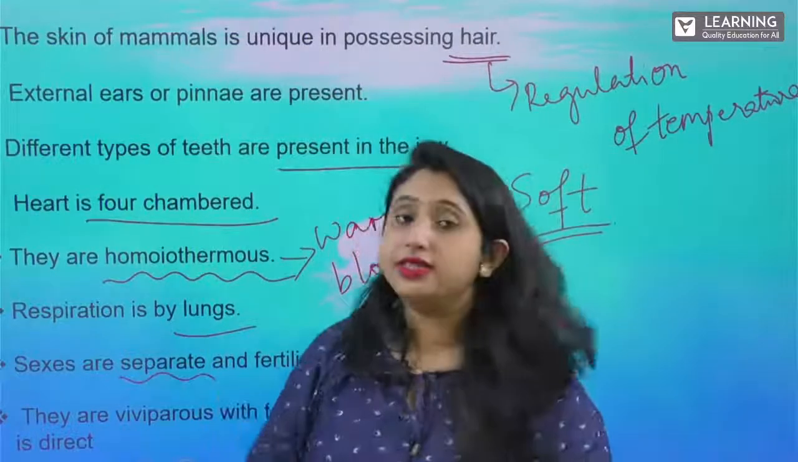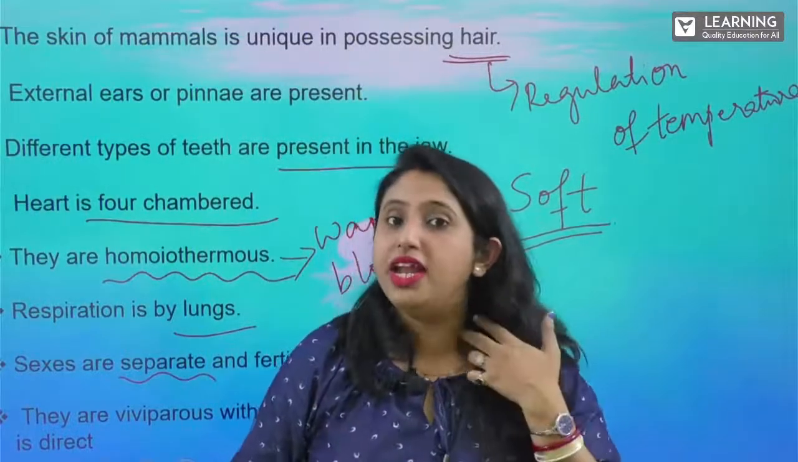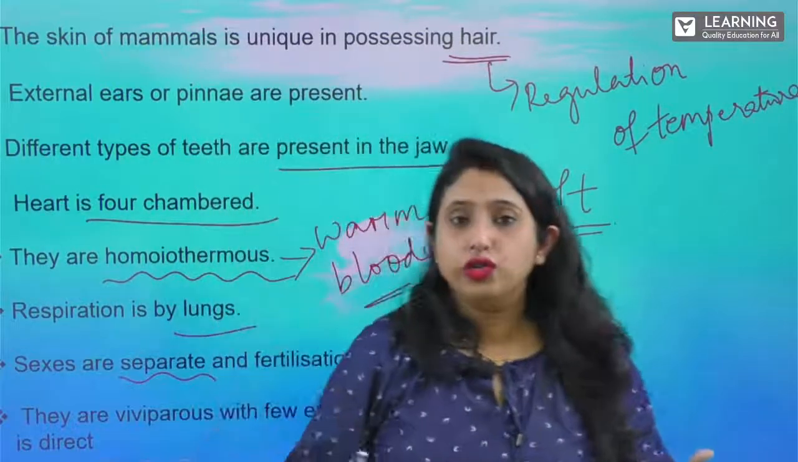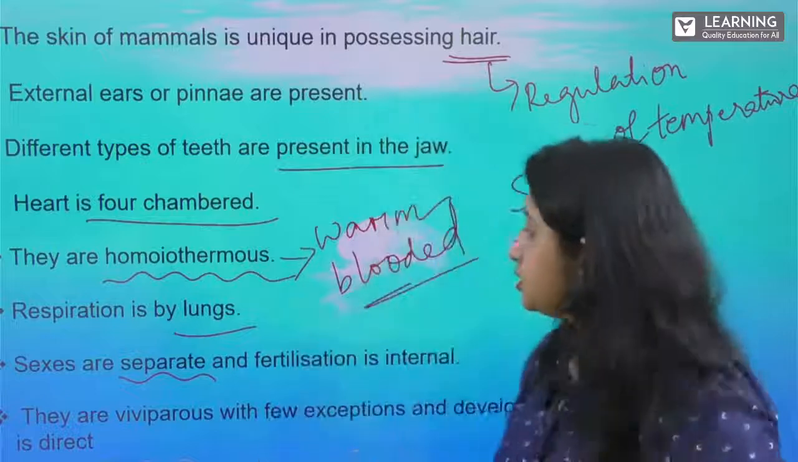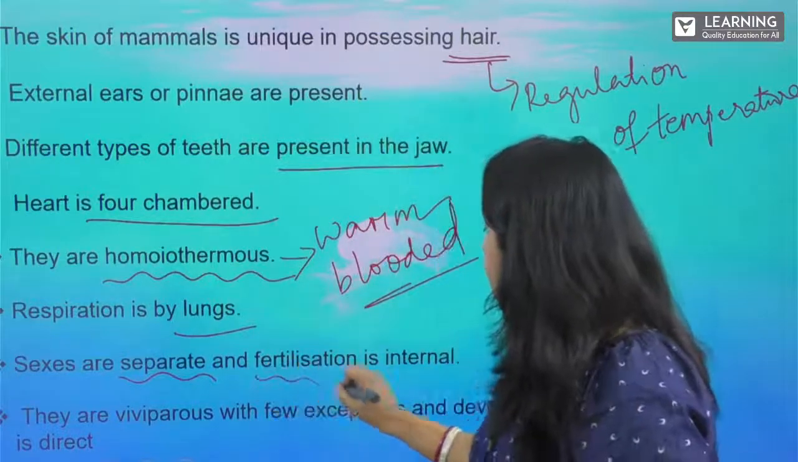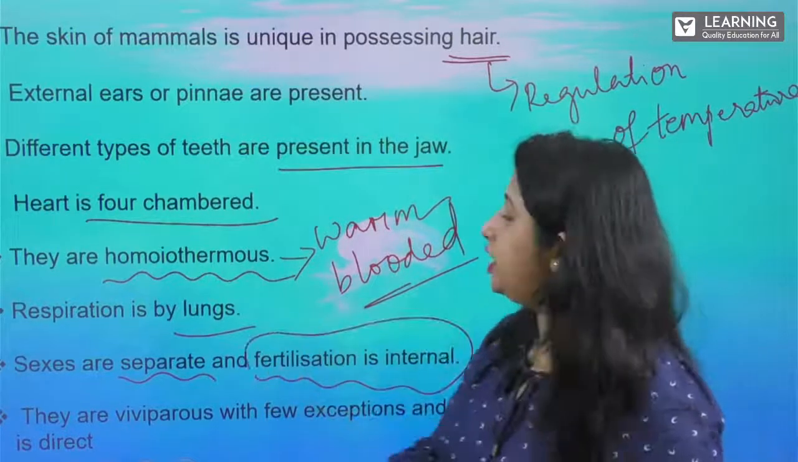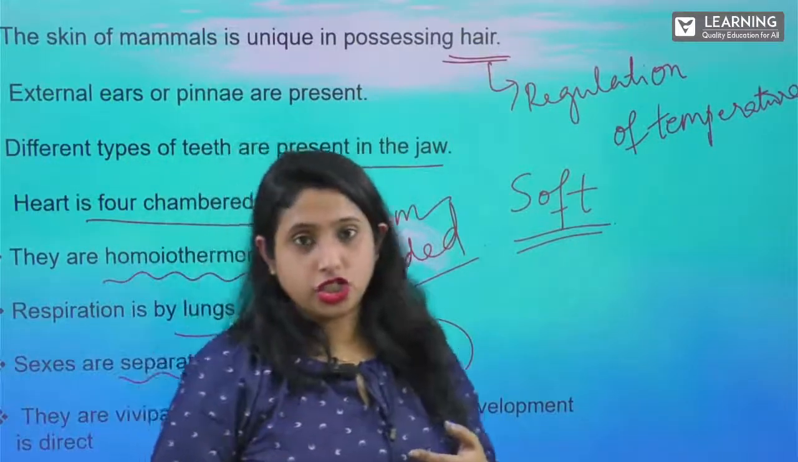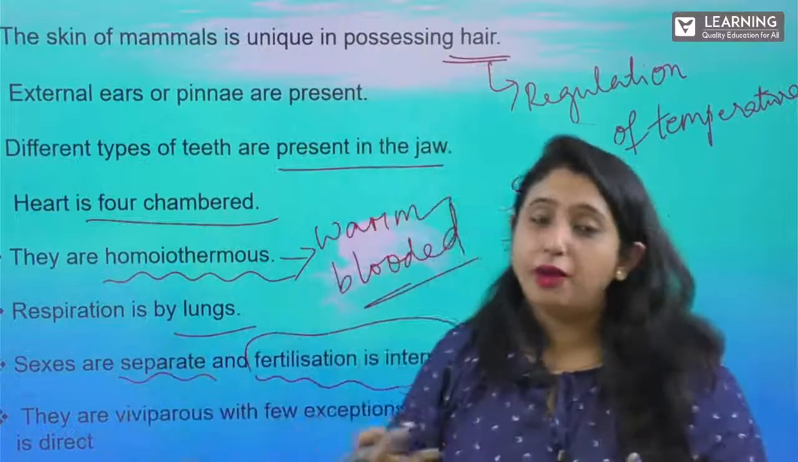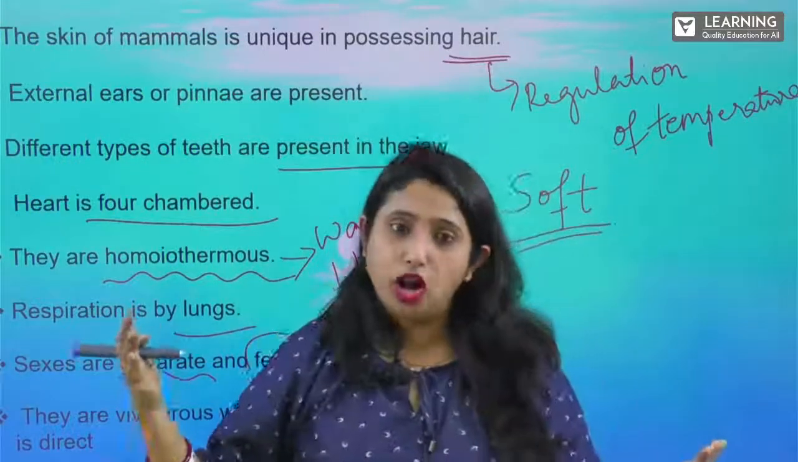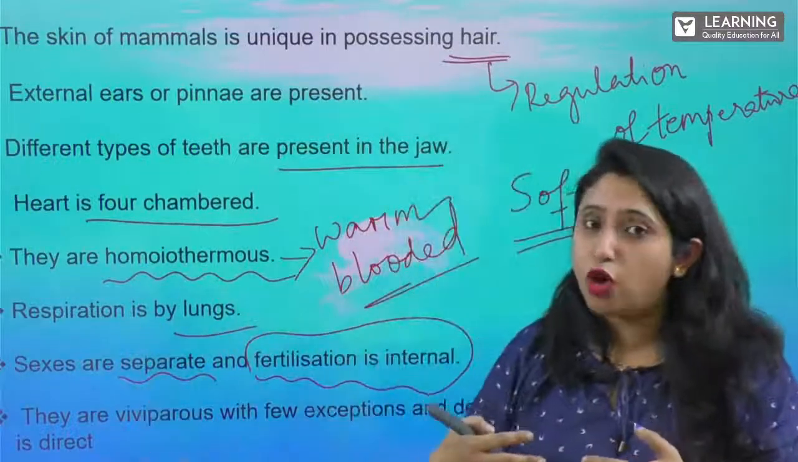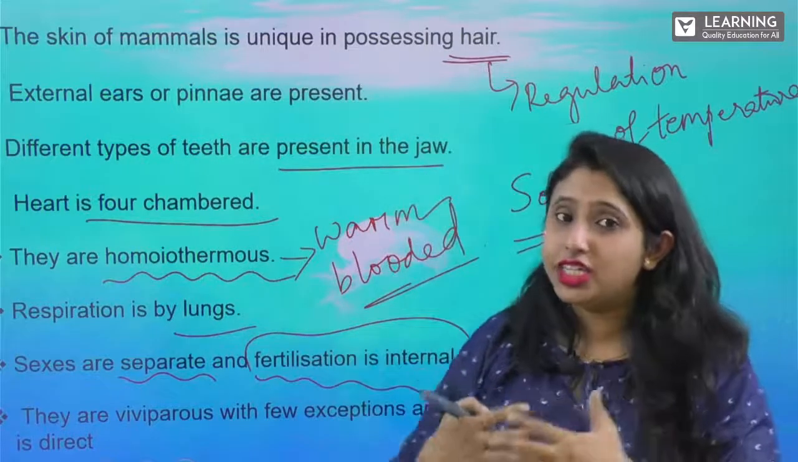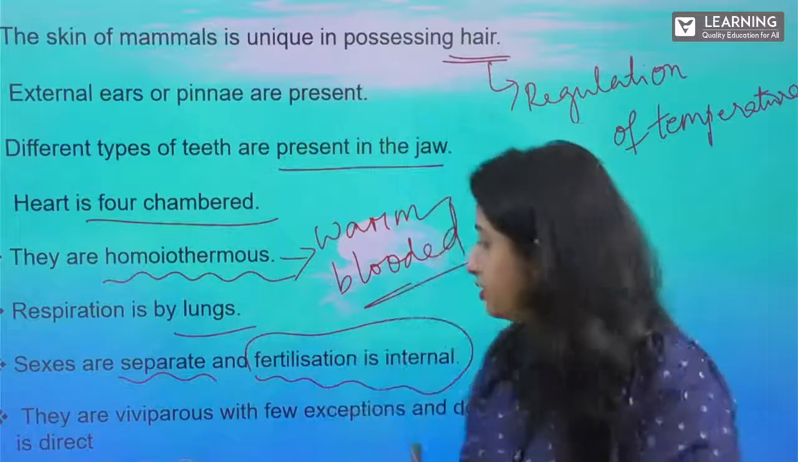Then yes, sexes are separate. We can identify the male and the female with the help of the reproductive organs or through the morphological features. So sexes are separate and fertilization is internal. In case of mammals, they will be having internal fertilization. Mammals do not produce babies outside the body. The baby is being developed inside the body, right? That's why fertilization is internal and it is viviparous.